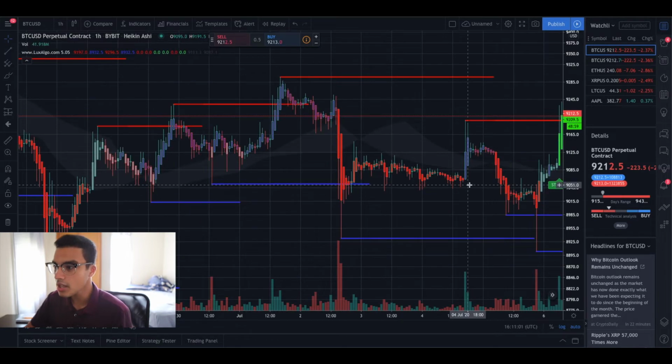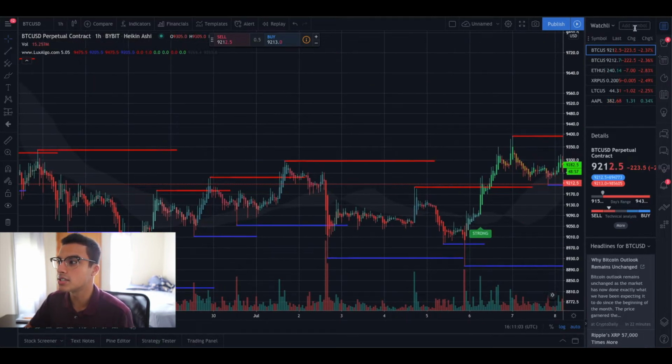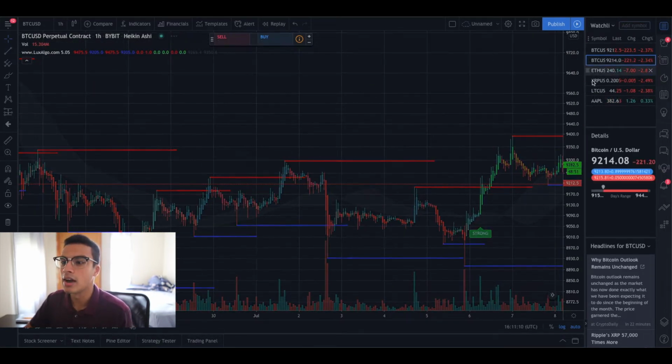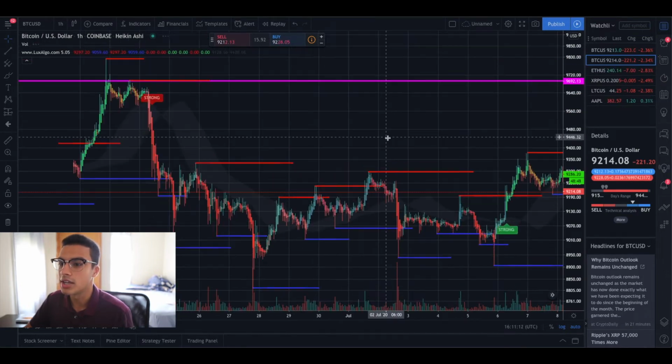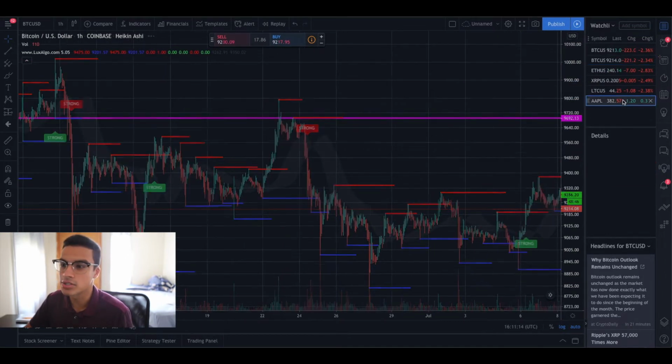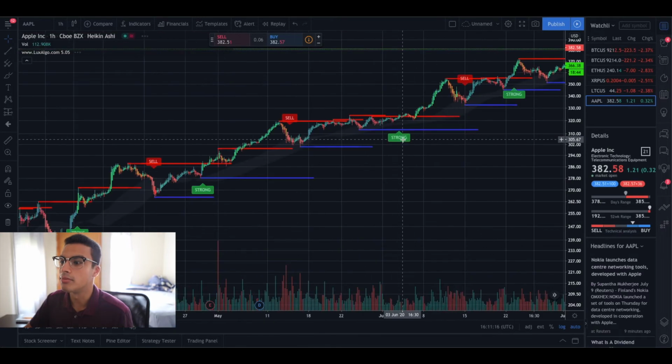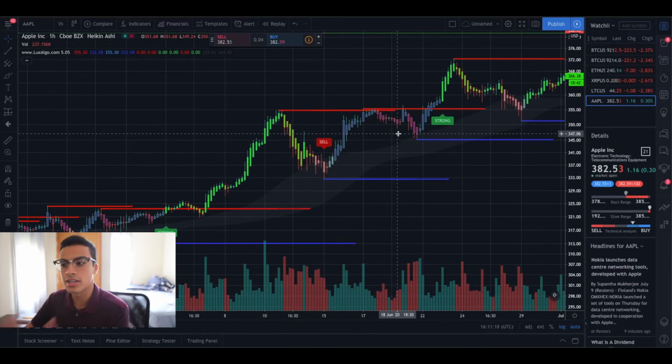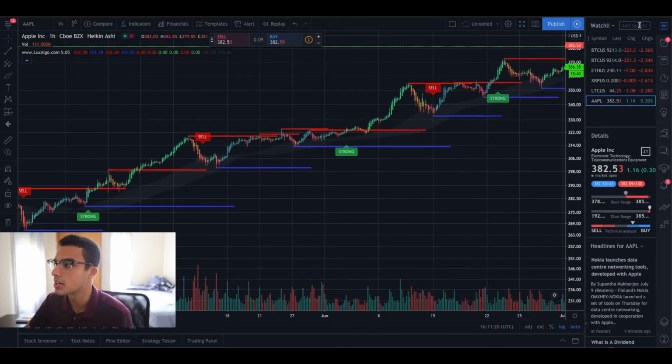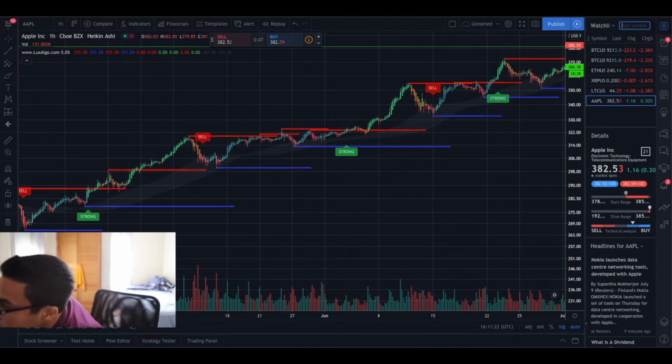Now, I did mention you can use this for any market. Right here I'm on crypto. Right now, let me just choose Apple, for example. You can see it's there for Apple as well. You can do this for basically anything you want. Let's say I want to add in a symbol.